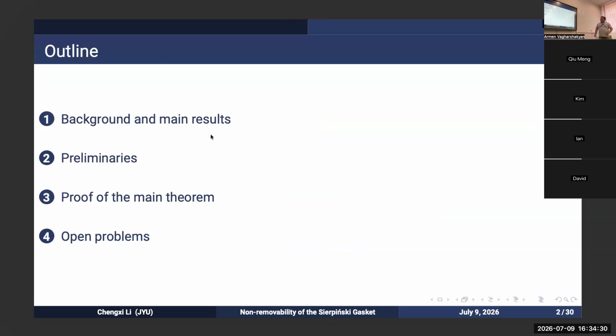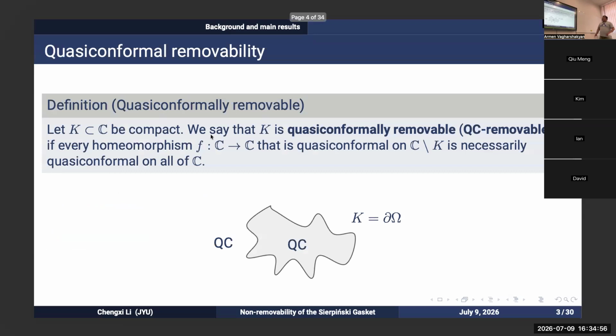We first give the outline. We first give some background materials, and of course we need to clarify the main results of the paper, and then we give some preliminaries that are needed in this paper. The third part is that we prove the main theorem, and the fourth, maybe the most important, is the open problems that we can do in the future. So first, let me talk about the basic materials, background and the main results.